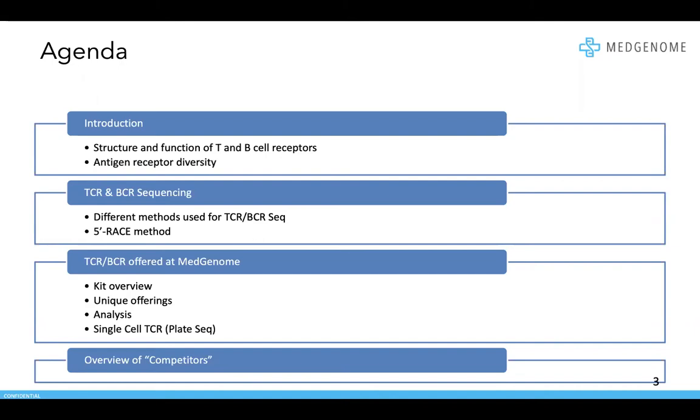And then lastly, I'll go over a couple of our competitors and the different types of TCR options that they offer. And by competitors, I really just mean other providers of TCR sequencing and BCR sequencing that a lot of our clients are currently using. And I'll go over the pros and cons of each one so that you're prepared to have discussions with clients about this as it comes up.